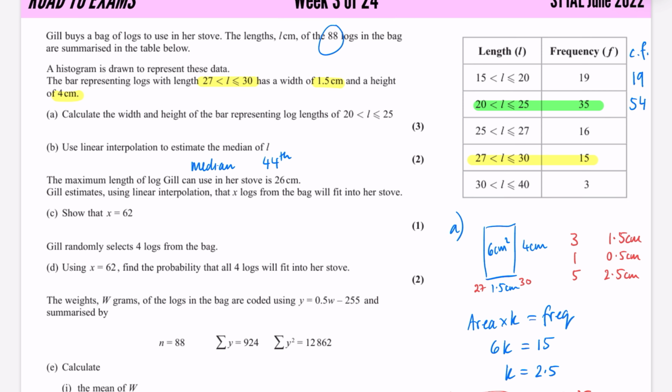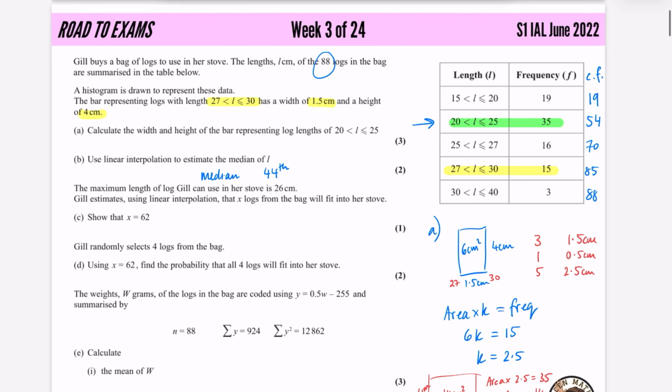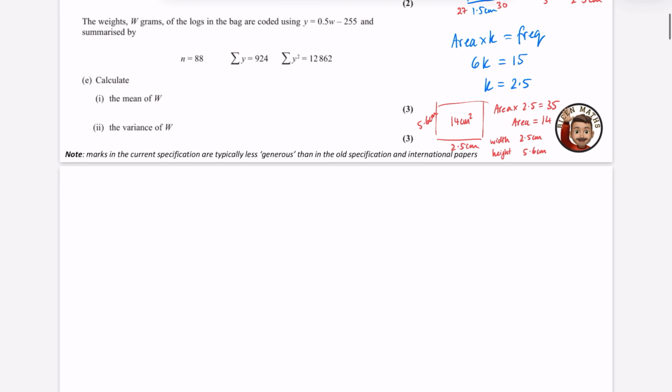There's not much point in continuing with these cumulative frequencies, but if you did want to, this would be a 70, an 85, and an 88, but it's really not necessary. So the median is going to be inside that group. Now that group, when I draw this, is going from the 19th to the 54th. And we're looking for the 44th, which is going to be somewhere closer on this side, okay?